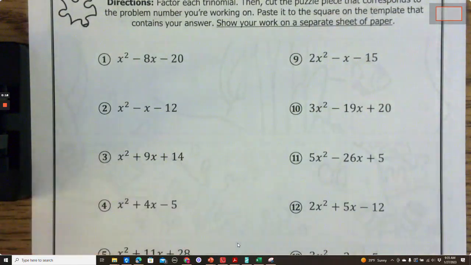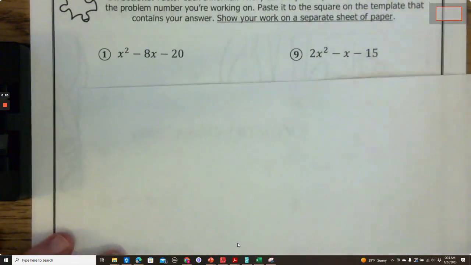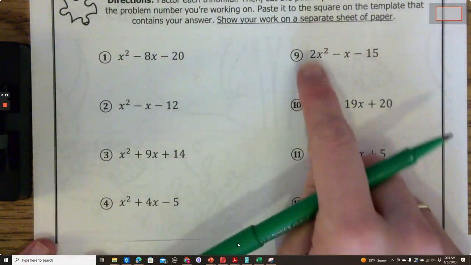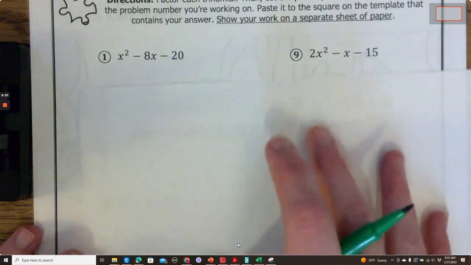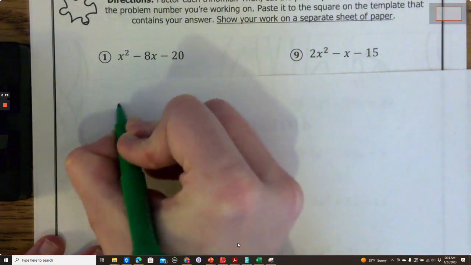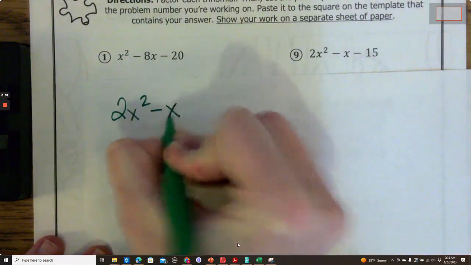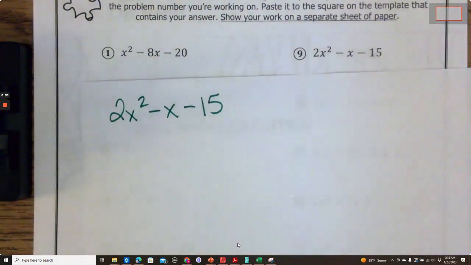We're going to look at the right-hand side of this. So if there is a number in front of the x squared, we've got to do these a little bit different. So 2x squared minus x minus 15. And what we do is called slip and slide, okay? What we want to do is move what's in front of the x so that we can work it like we've been doing it.